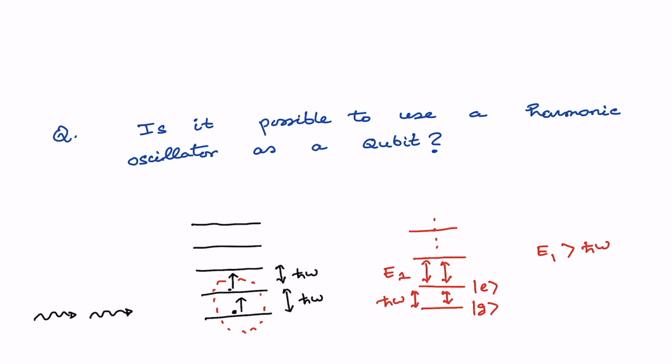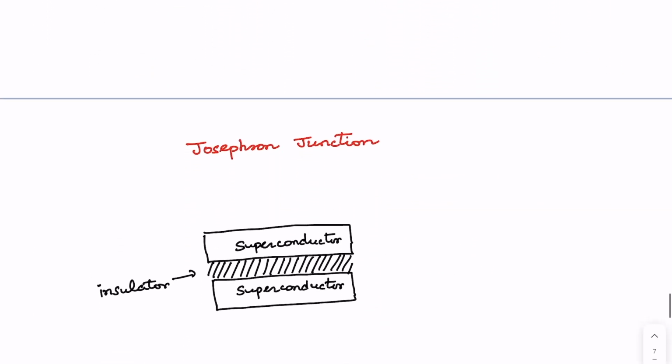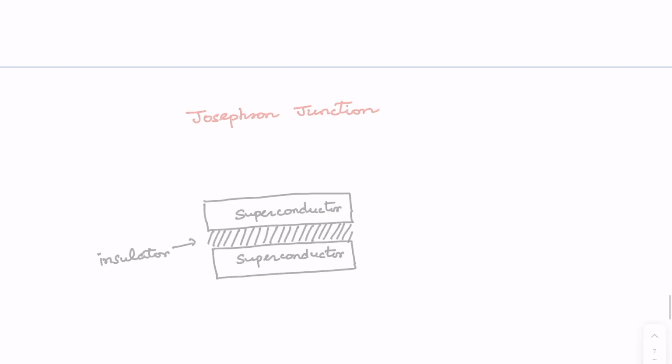In fact, it is no longer a linear harmonic oscillator, it's going to be an anharmonic oscillator, I mean to say. Then we can use it as a two-state quantum system. And in fact, this is what is done in the so-called Josephson junction in the context of a superconducting circuit.